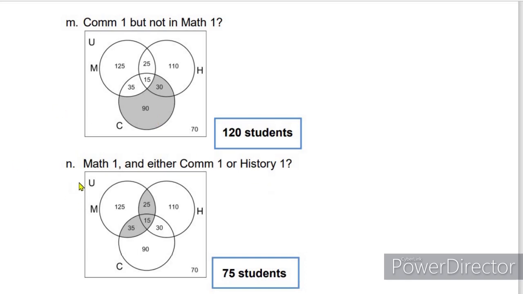Next, letter N, Math 1 and either Communication 1 or History 1. So we will consider Math 1 and either Communication 1 or History 1. Meaning, we are referring to the intersection of Math 1 with Communication 1 or History 1. So we will just shade all its intersection with Communication 1 and History 1. So 35, 15, and 25. Total of 75 students, right?